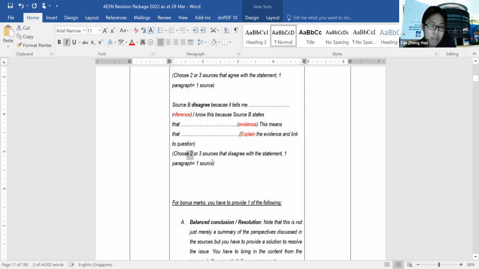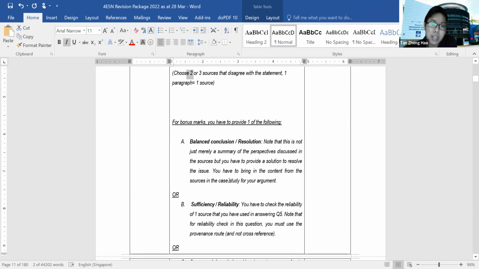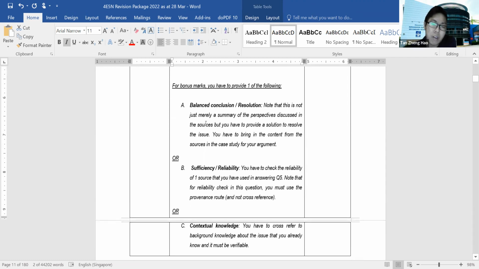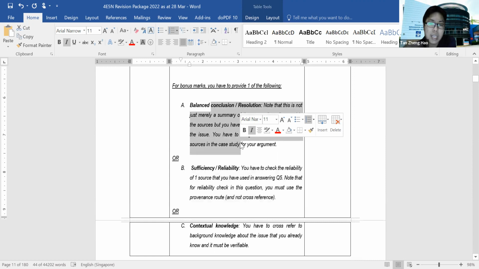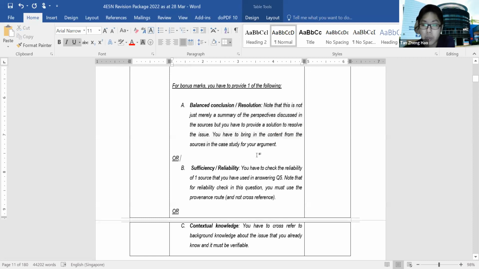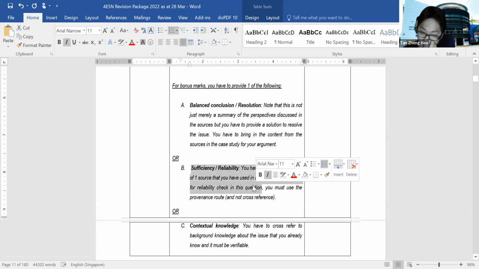Okay. And for the bonus mark, I'll cover this later. But basically, after you do the four sources, you want to try and give a conclusion, or you want to analyze a source for reliability. If you choose to do a conclusion, make sure you do not just summarize. You have to give your own opinion, whether you agree more or disagree more, and why. Which argument do you think is more convincing, and why? If you choose to do reliability, just take note, you cannot use a source.